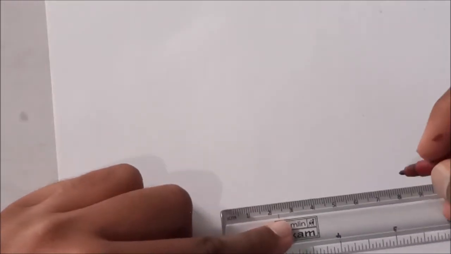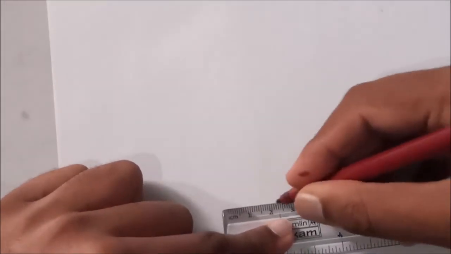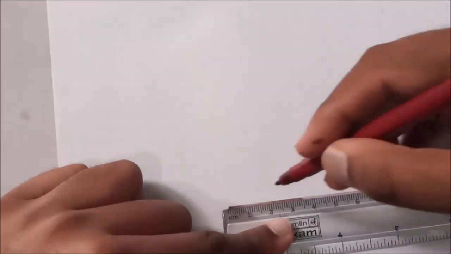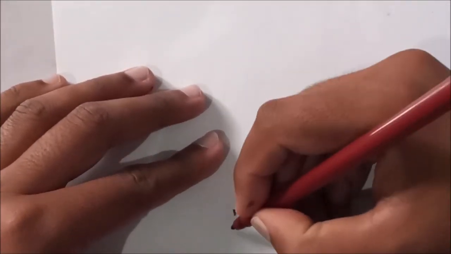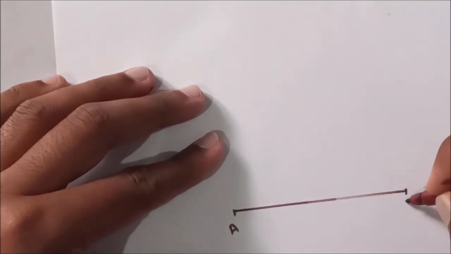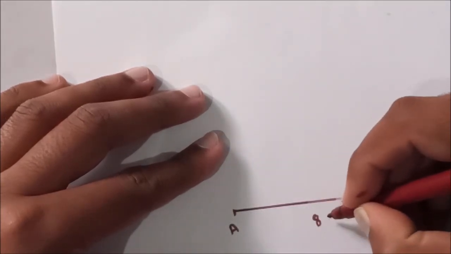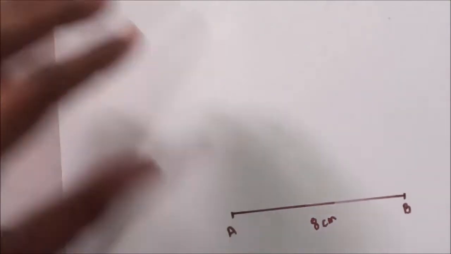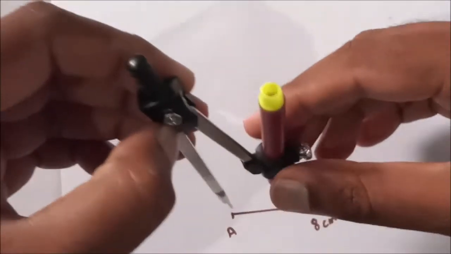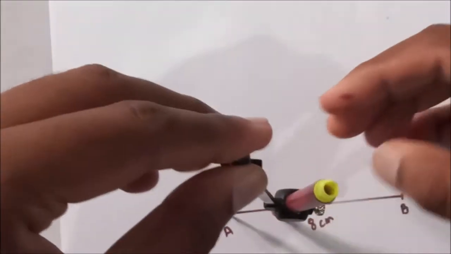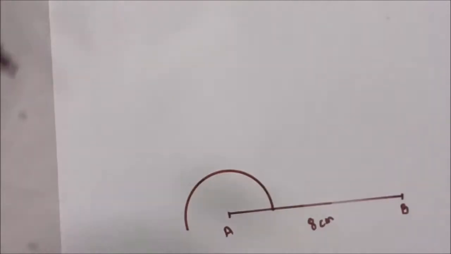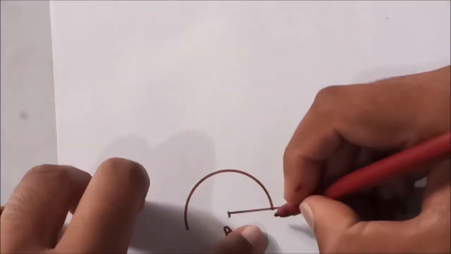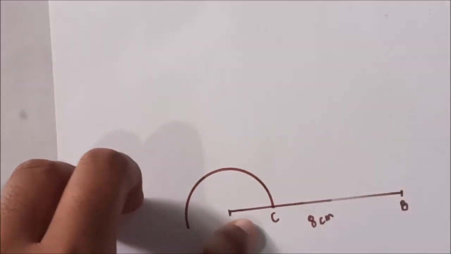So first let me draw a line, 8 centimeters. AB, 8 centimeters. Okay, now first draw an arc. Now the intersection point, make it as C.